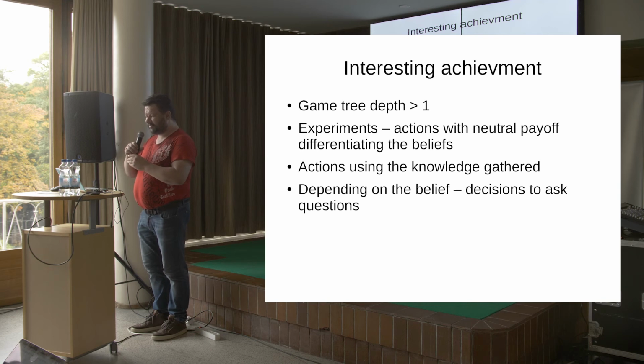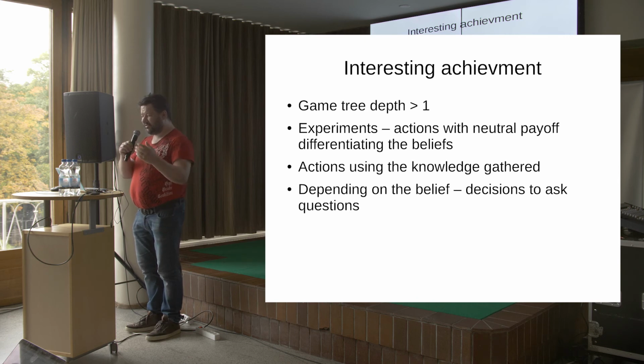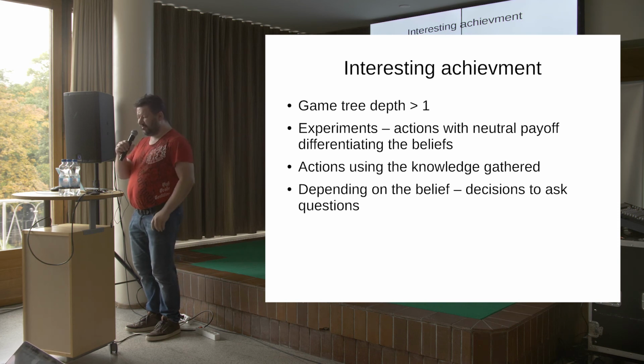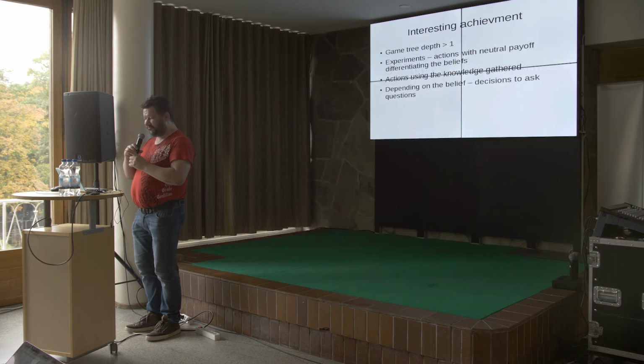But the latter one is differentiating the beliefs. And you have some way to use the information you have gathered. Then, depending on the belief, the algorithm will make the decision to ask questions, and this is something I consider very cool about it. So you can sometimes see that Perkun is performing actions that allow him to gather information, but only when you have this game tree depth greater than 1, and when the other conditions here are fulfilled.